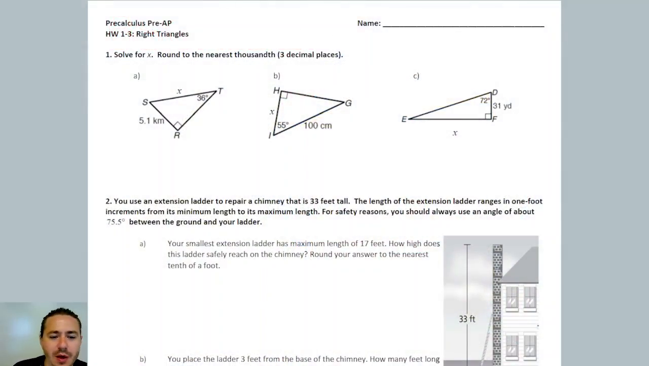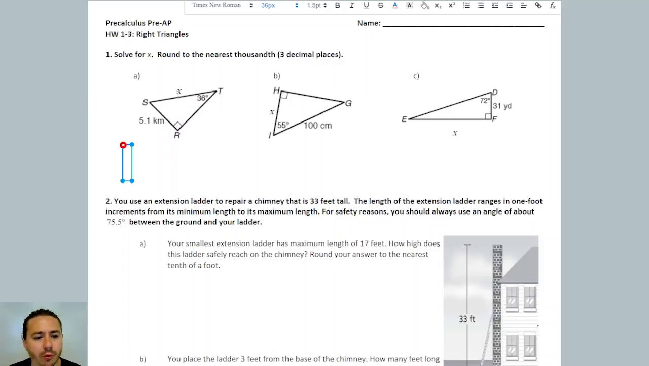So these first couple of problems, we're just trying to find the missing side length on each one of these. So what we'll do is set up an equation that involves the correct trig ratio, and we'll definitely use a calculator to find this. But let's go ahead and show you how to set that up with 1A.